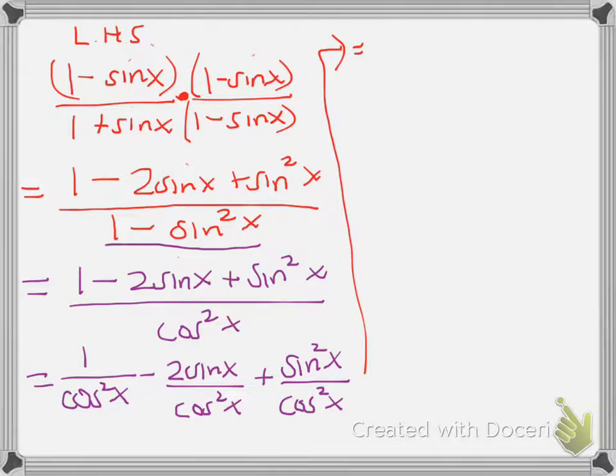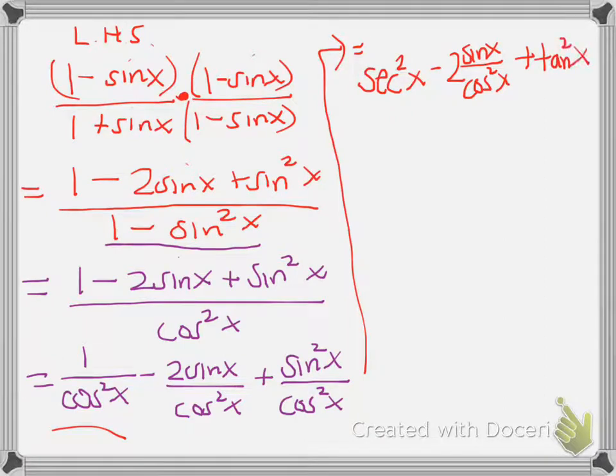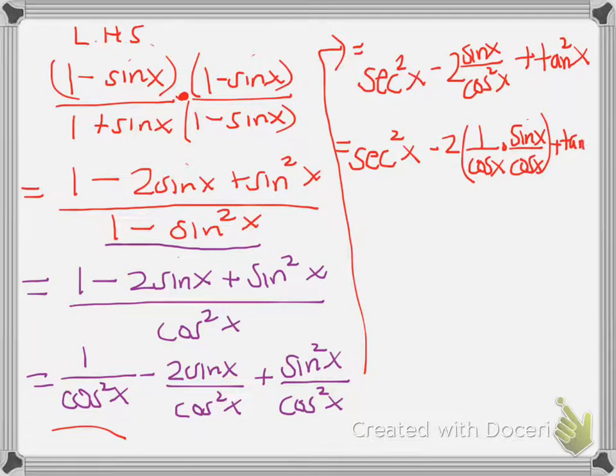And now that first term, 1 over cosine squared x, becomes secant squared x. That middle term is just minus 2 sine x over cosine squared x, I should say. And then that last term turns into tangent squared x. Now, this becomes secant squared x minus 2. And I'm going to break this up because I know where I want to go. I'm going to break this up into 1 over cosine x times sine x over cosine x. So I'm not changing anything. It just looks different. And then plus tangent squared x there.